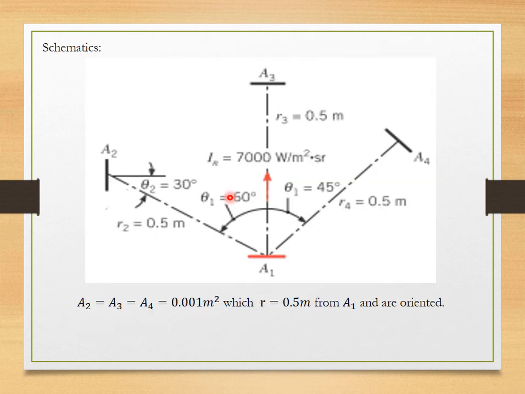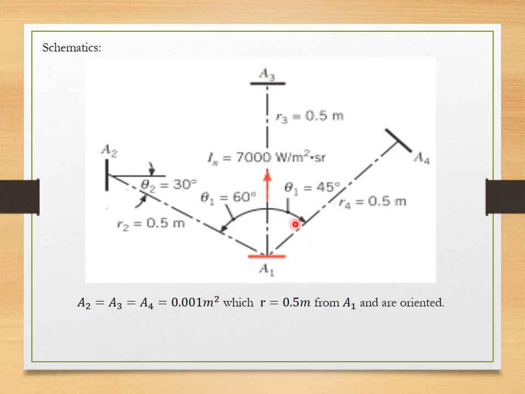So this is the schematic diagram to simplify all the information from the question. This one is A1, and then A2, A3 and A4. We mark all the lengths as R, so R2 is 0.5, which should be the same, R3 0.5 and R4 0.5. The best part of this arrangement is that A3 is very straightforward, opposite from A1, just in front of A1.